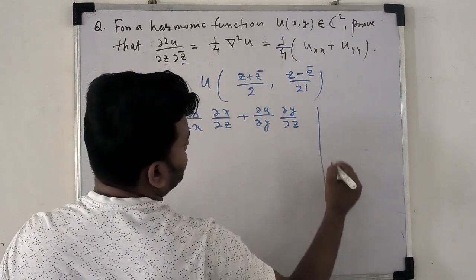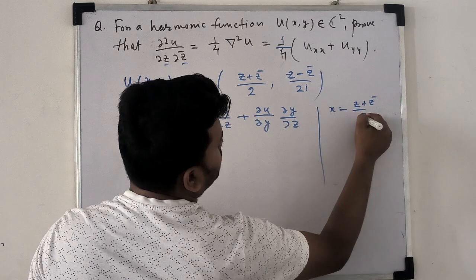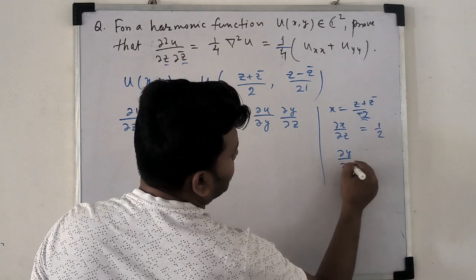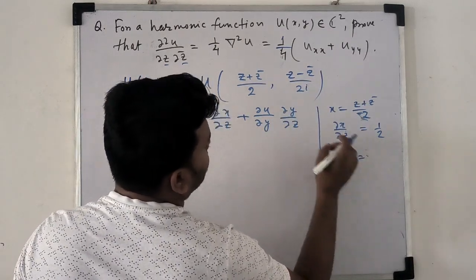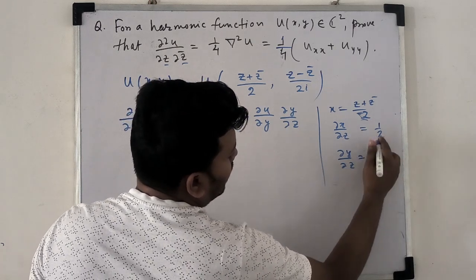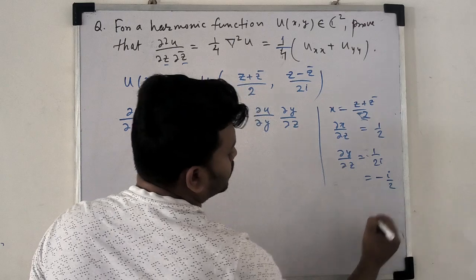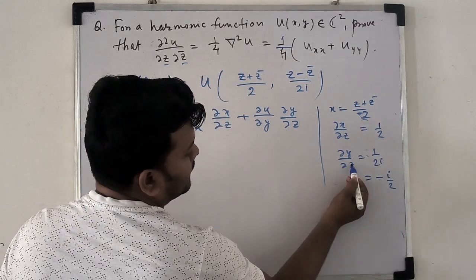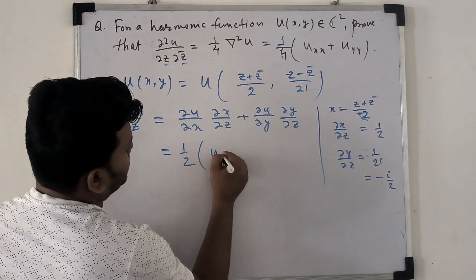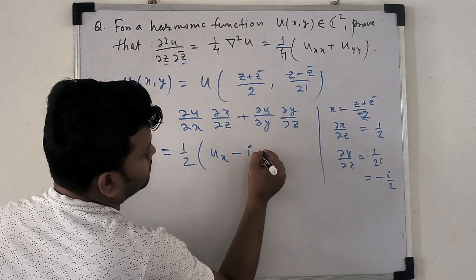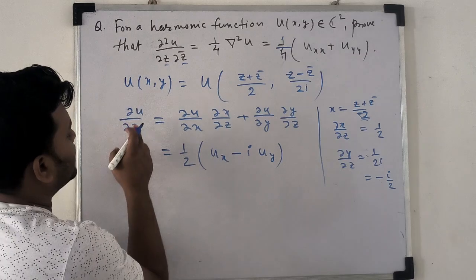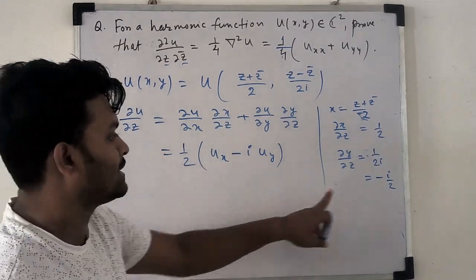Okay, so from this, as x = (z + z̄)/2, ∂x/∂z will be half. Similarly, ∂y/∂z will be, with respect to z, 1/2i. If we multiply by i on both sides, we get −i/2. So whenever we take z̄ it will be positive and for z negative. So if we put it here, we get ∂u/∂z = 1/2 (ux − i uy). If we find ∂u/∂z̄, it will be positive, as this will be positive.